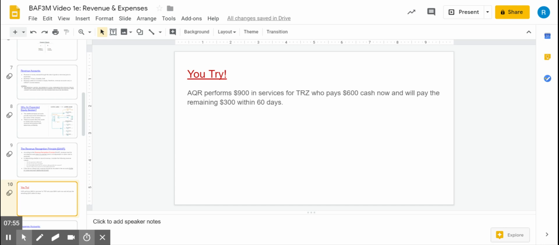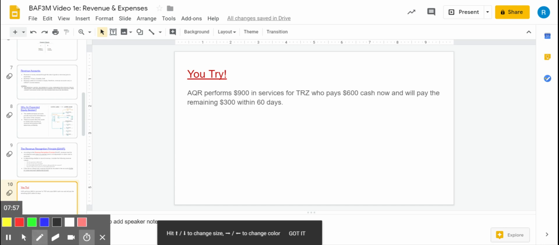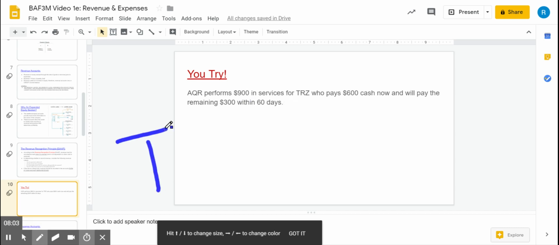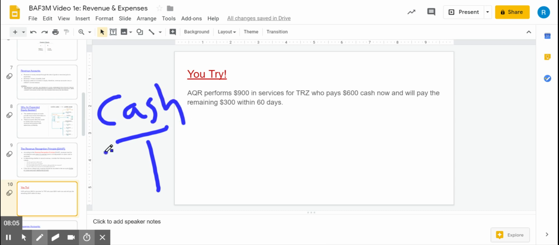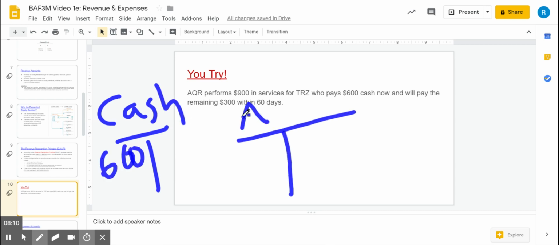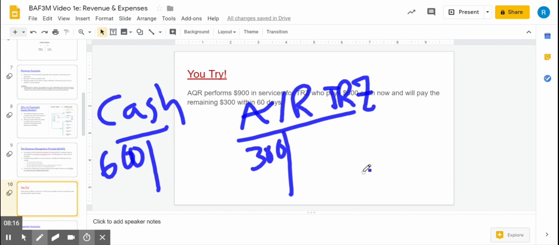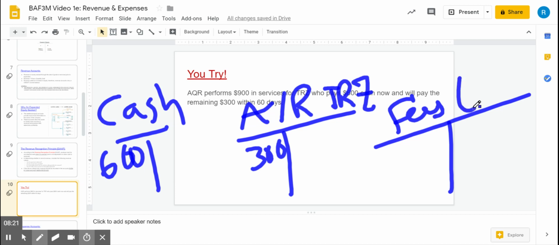Give it a shot. All right, so let's record this the proper way now using a revenue section. So here we have $900 in services being performed, 600 cash now. So we are going to be debiting cash for 600 since we're increasing it. We're going to be paid back the remaining 300 within 60 days. So our accounts receivable here for TRZ will also be debited for $300 because we're going to get that back later. And the answer for our revenue, we're going to say fees earned here, is going to be $900.